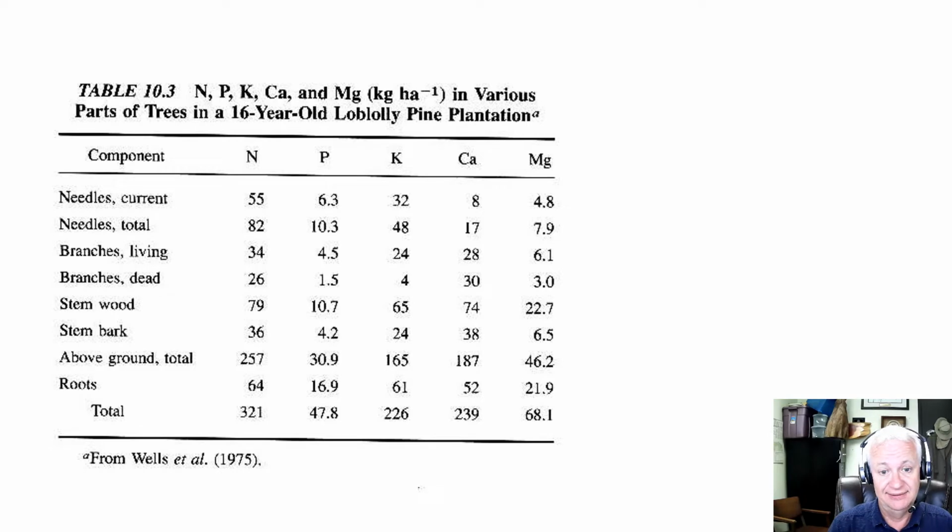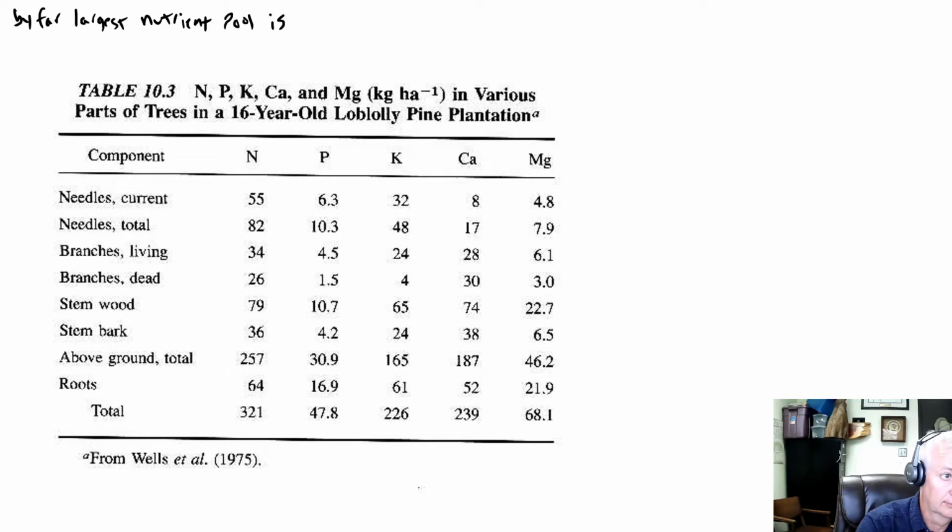nutrient pools just means parts of the ecosystem that contain nitrogen, for instance. Knowing what those pools are can help us understand how to manage those nutrients. So thinking about nutrient pools in forest, by far the largest nutrient pool is the soil. It contains greater than 90% of ecosystem nutrients.